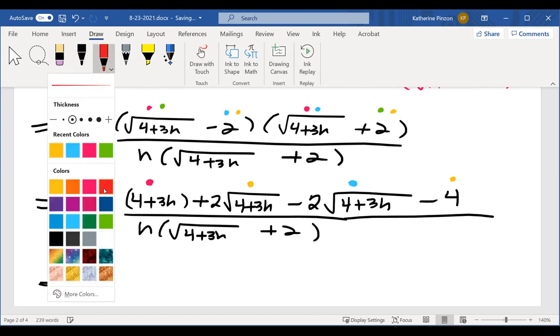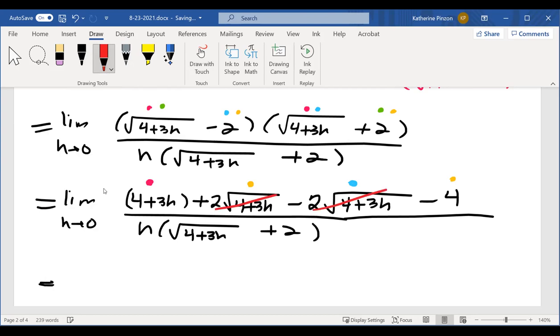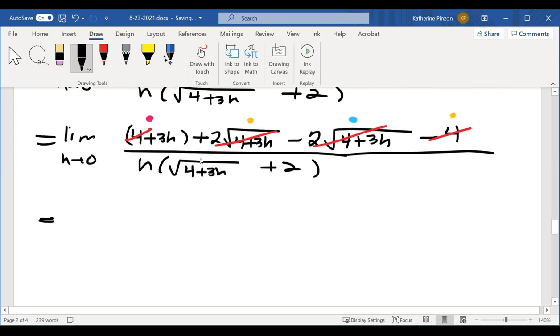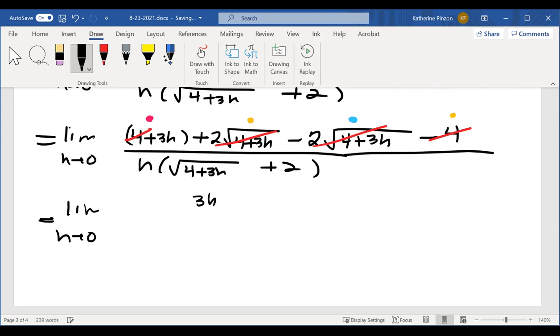Combine like terms. Yeah, this guy here and this guy here are exactly the same, but they have the opposite sign, right? So those two things in the middle cross out. Does anybody else cross out? A 4. They have a -4 here and a +4 over here at the beginning, so they cross out as well. So in the numerator, what I have left is 3h. And in the denominator, I have h times the quantity square root of 4 plus 3h plus 2.